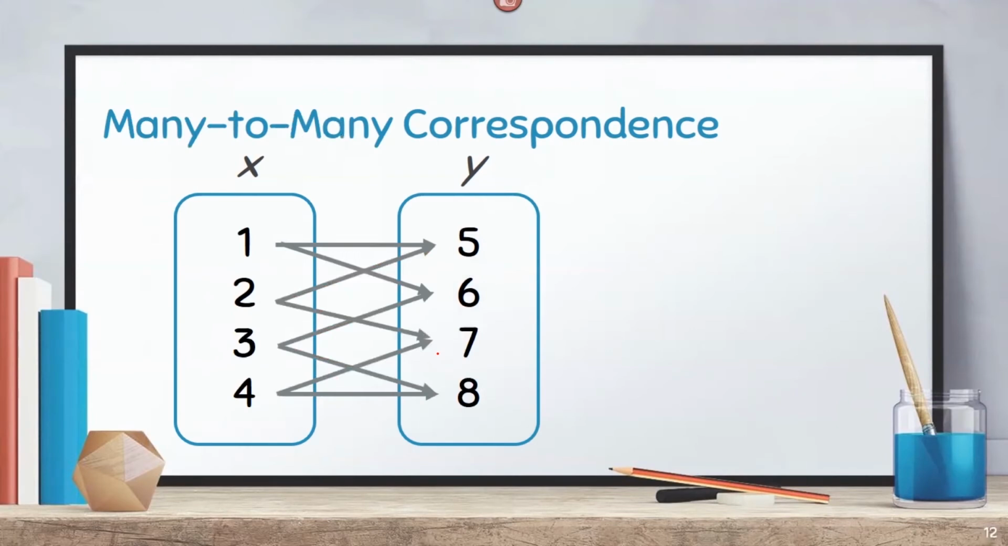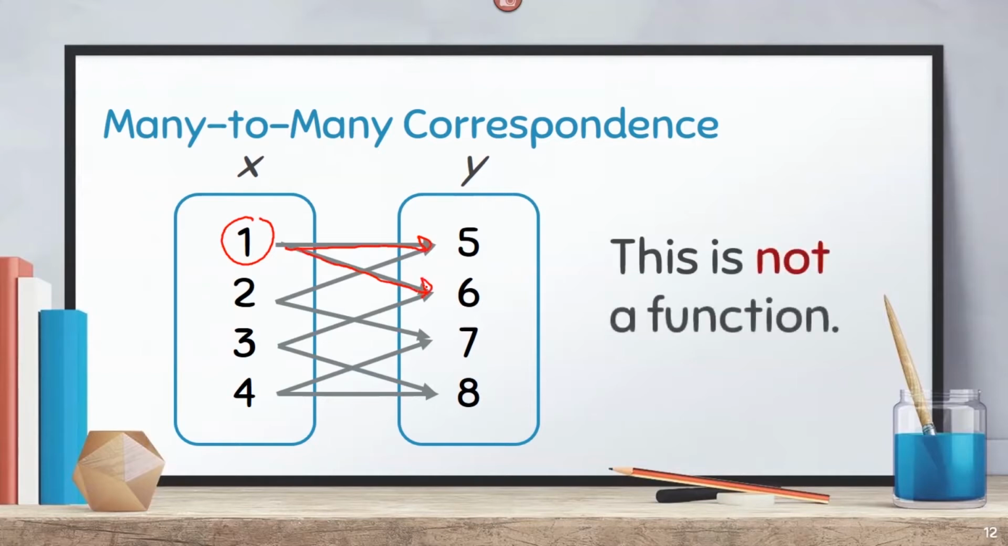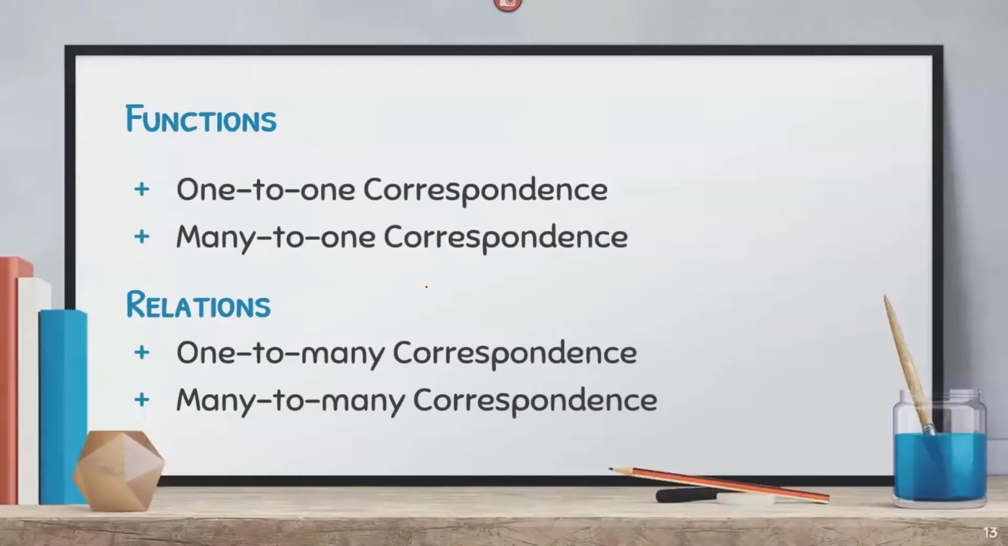Finally, in many-to-many correspondence, it is quite obvious that this is not a function because looking at the value of 1, 1 is being paired with 5 and also being paired with 6. Therefore, this correspondence is not a function. Therefore, among the correspondences, the functions are one-to-one and many-to-one. The other two are merely relations.